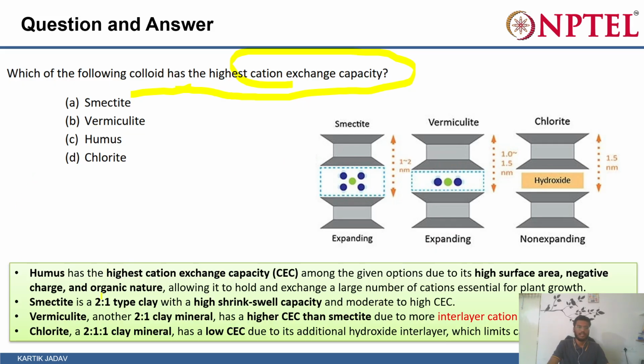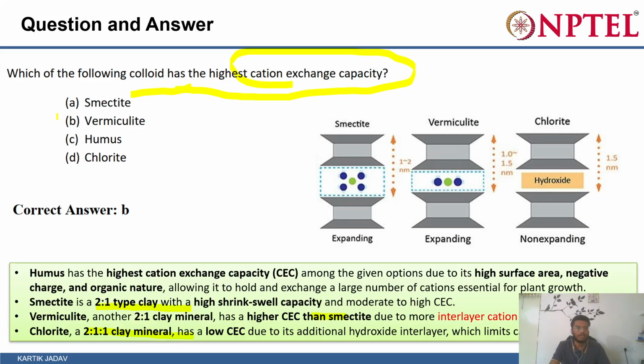While smectite is a 2:1 type of clay with high shrink-swell capacity and moderate to high cation exchange capacity. Vermiculite is another 2:1 type of clay, and has a higher cation exchange capacity than smectite due to more interlayer cation retention. And chlorite is a 2:1:1 clay mineral, and has a low cation exchange capacity due to its additional hydroxide interlayer. So the correct answer is vermiculite, right?